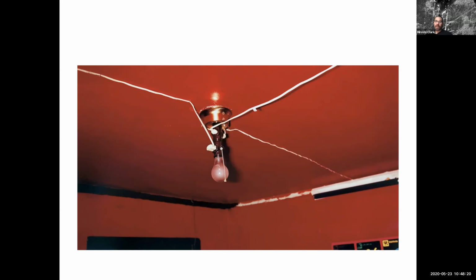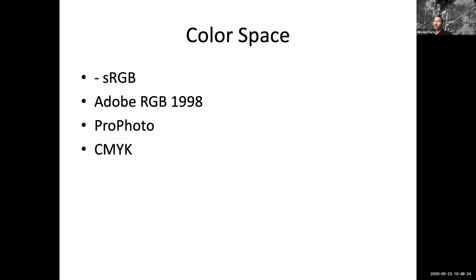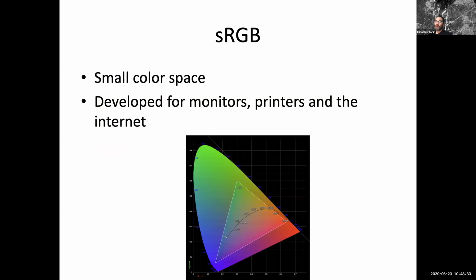All right. So that's color temperature. Now we're going to talk about color space. We're going to talk about 4 color spaces in particular. All right, so sRGB. All your digital files have a color space assigned to them. Now, sRGB was developed for monitors, printers, and the internet and things like that.